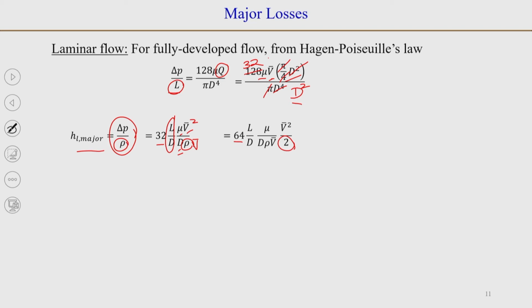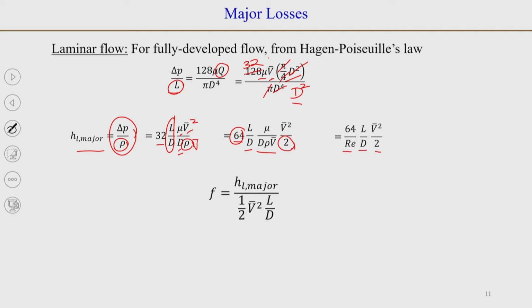There we have in the definition V squared by 2. So, when we divide by 2, we will have this as 64 into L by d, mu by d rho V bar, into V squared by 2. Okay. So, we can write this as 64 by Re into L by d into V squared by 2.